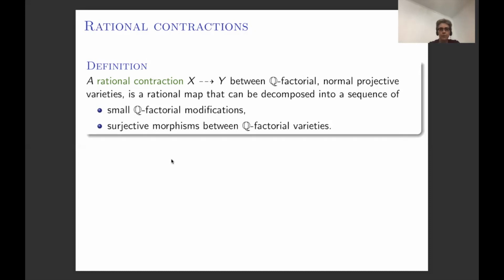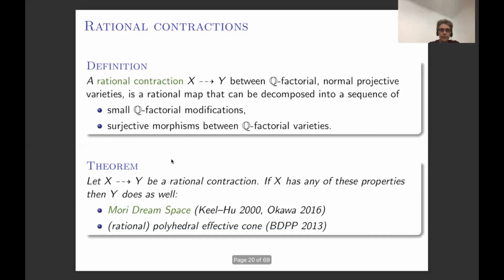And so such maps, rational contractions, have some nice properties. So for example, certain properties are preserved by them. For example, the property of being a Mori dream space, or the property of having a polyhedral or rational polyhedral effective cone of divisors. So let me start with the second property. If you take a small modification, then the two effective cones are actually the same. This is because if you take a divisor, you intersect with this big open set, you can take its image.